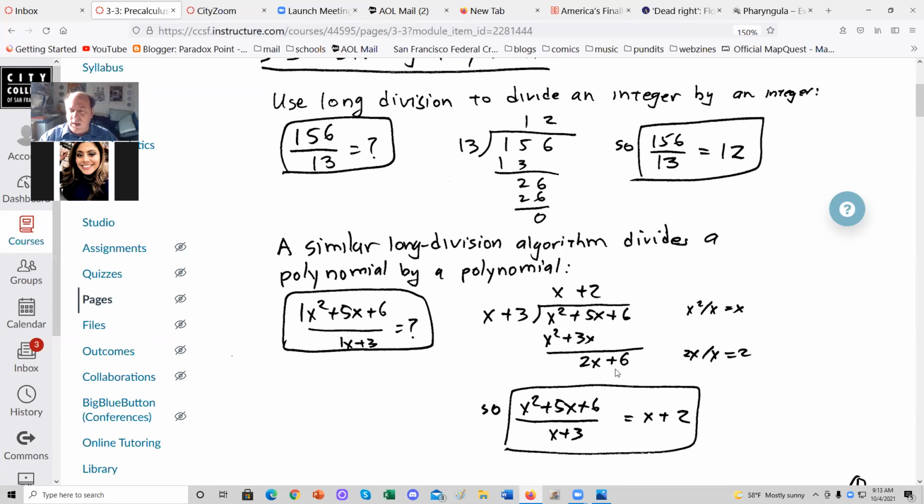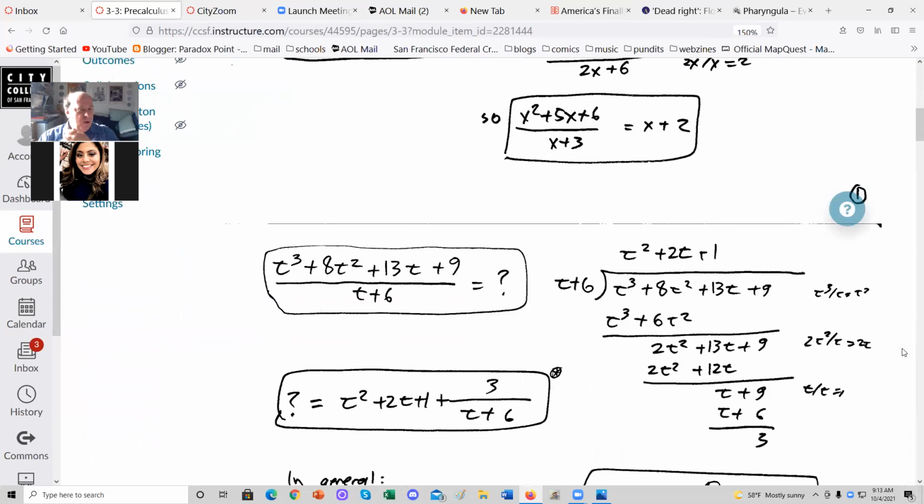I should adjust this in the canvas. We proceed. To divide t cubed plus 8t squared plus 13t plus 9 by t plus 6, what do we get? Well, okay. Put t cubed plus 8t squared plus 13t plus 9 in the bracket, t plus 6 outside.